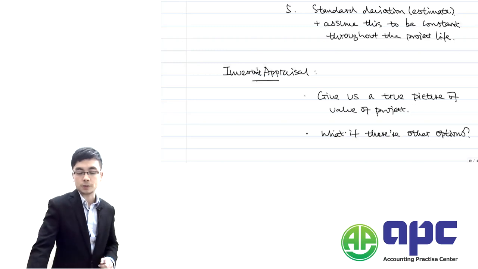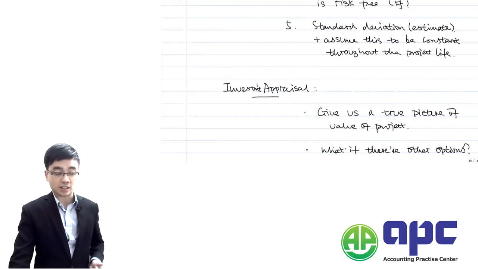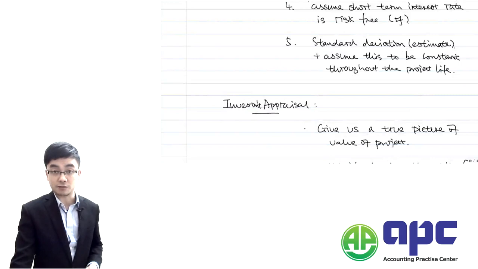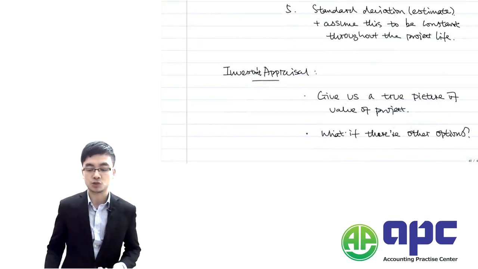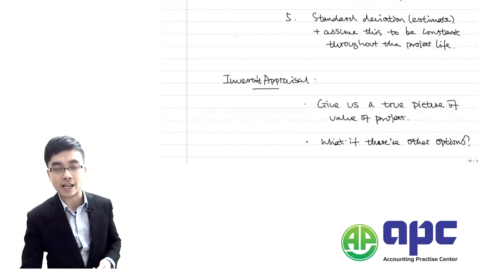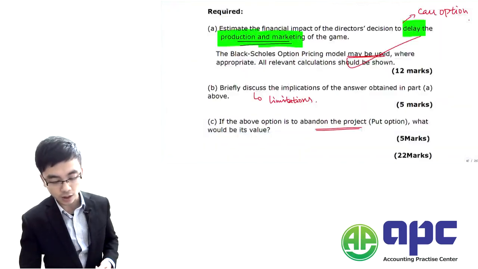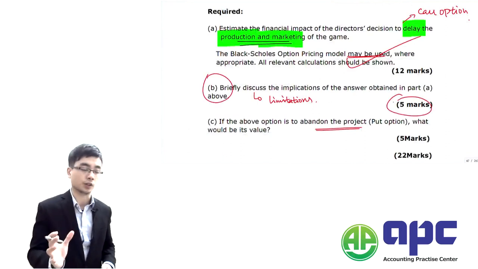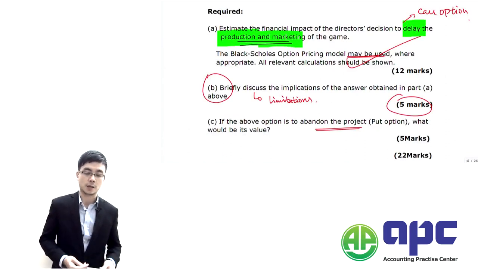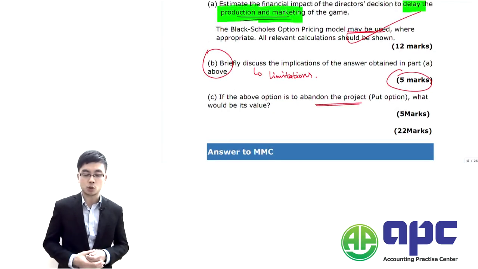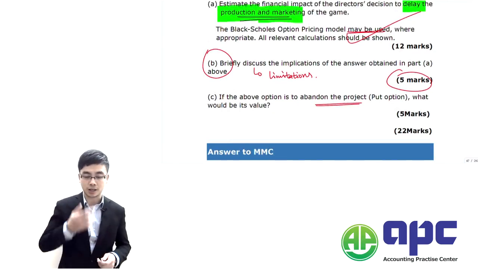So that you can talk about, if you say that it's good because it gives the true picture of the value of the project, but what about the other options that are available for this project besides the delaying option? You can comment on that in part B. Only 5 marks for this, 5 points. Okay, I've written more than 5 here. And part C, if the above option is to abandon the project, what would be its value then?